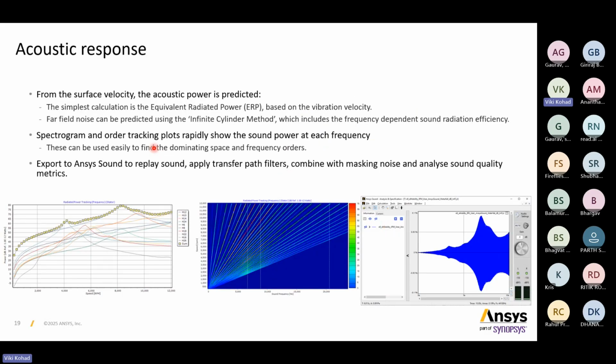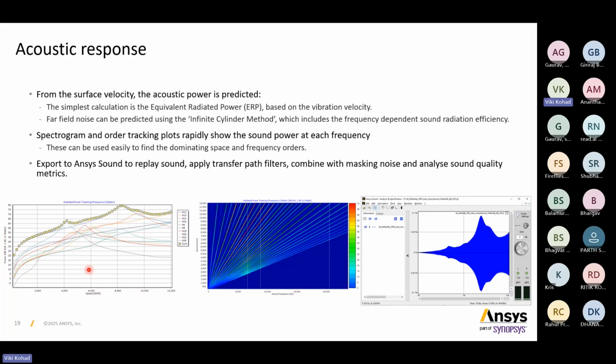And these are the acoustic responses: the sound power levels against speed, and you can see the harmonics here. And this is the spectrogram, which gives you the same results. You just have to read out the results. Here you can see more sound power at around 6000 rpm.